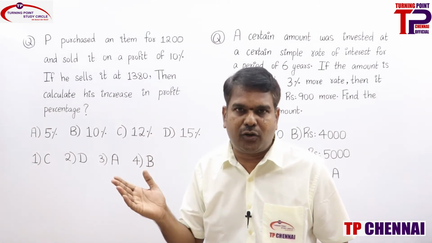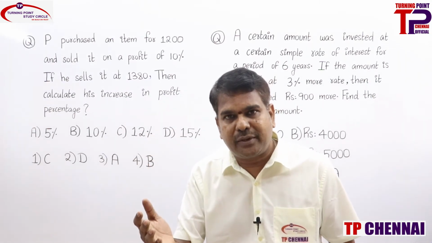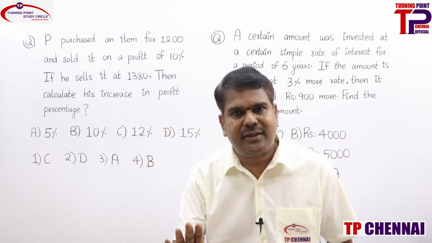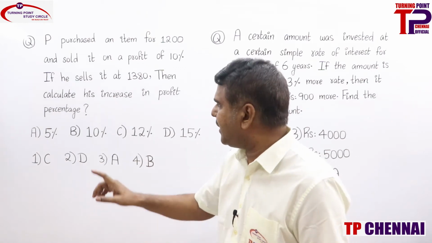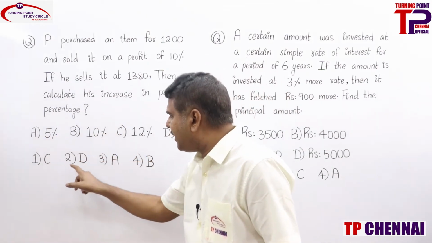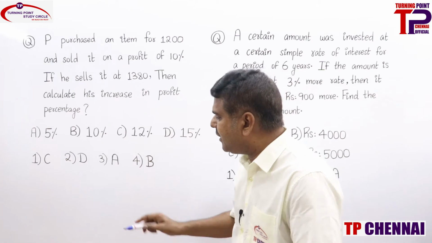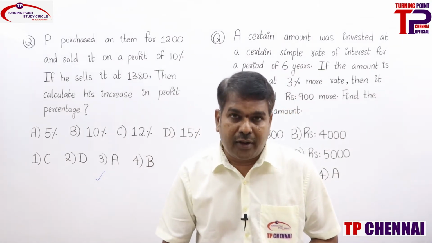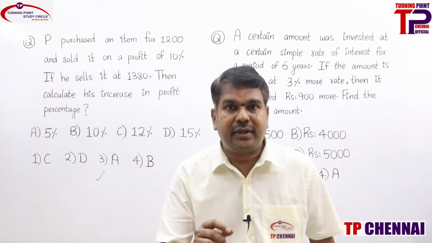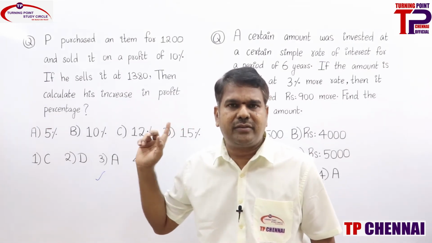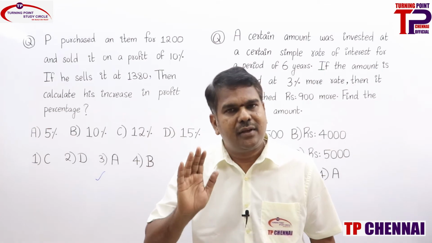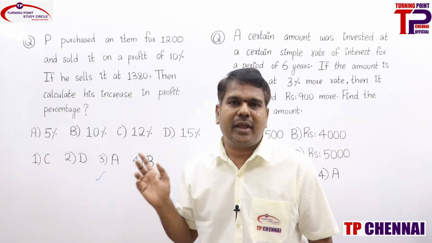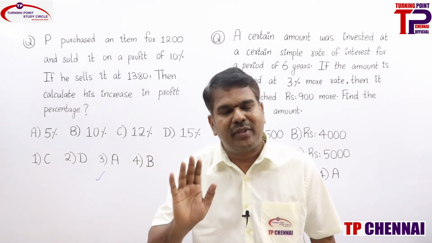1380 minus 1320 is 60. So what would be the percentage? 120 is 10%, so 60 would be 5%. That's it. So 5% is A. A is given as the third option. Go ahead with that. If you understood the concept of percentage, this problem can be solved in 10 to 15 seconds.